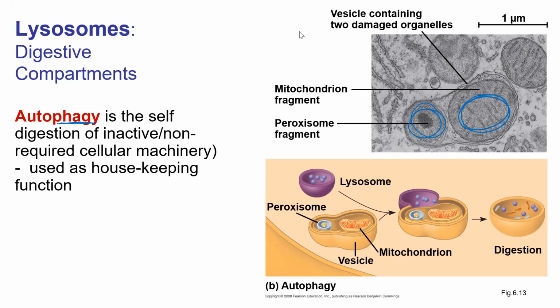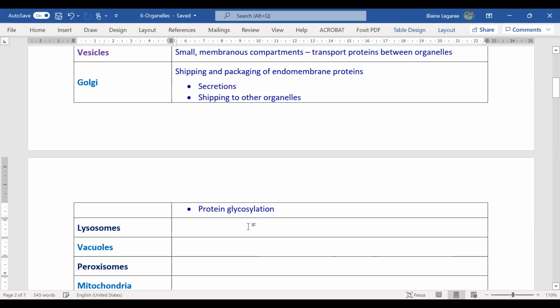Okay, let's write that down. We'll just say a lysosome is a compartment for cellular digestion. Remember, it contains enzymes and acid. And actually, the acid is hydrochloric acid, so HCl, I'll put there.